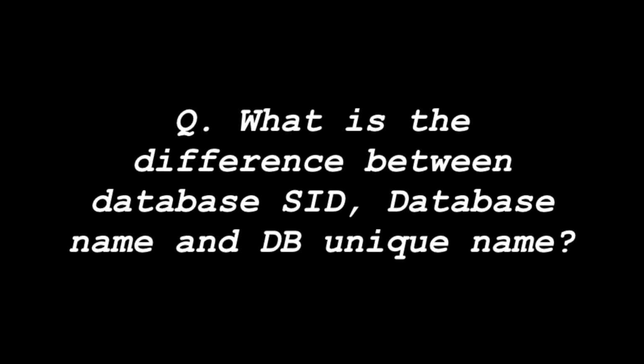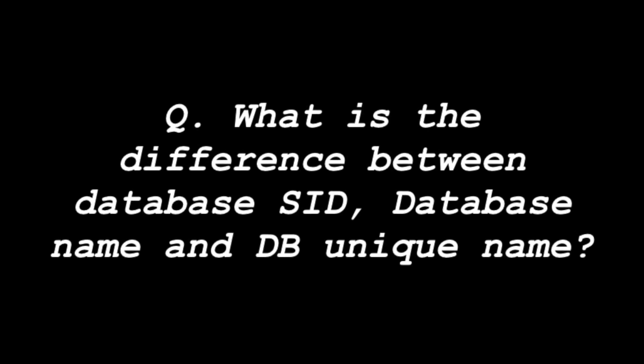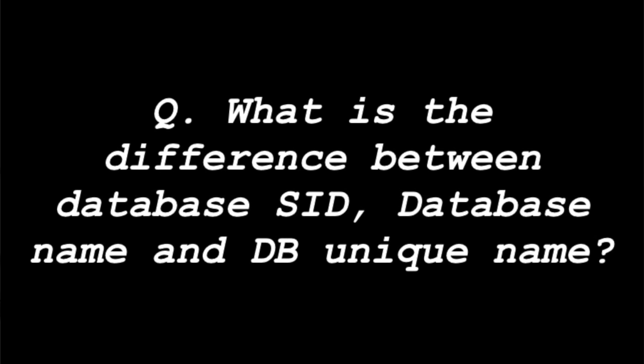All right, that being said, let's move on to the last question of the day. What is the difference between database SID, database name, and DB unique name? I'll keep this question as simple as possible. See, your database has a name, and when you create a database, your database name, that is known as DB SID, system identifier, the database name will be same as your database instance name.